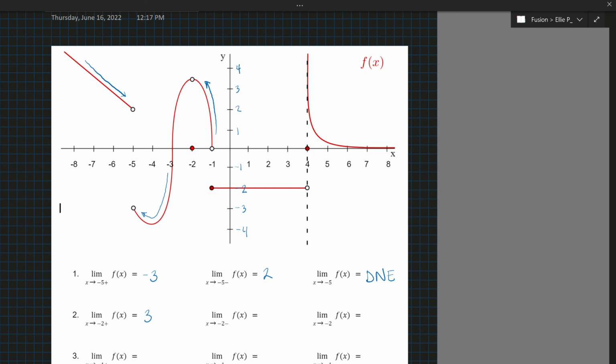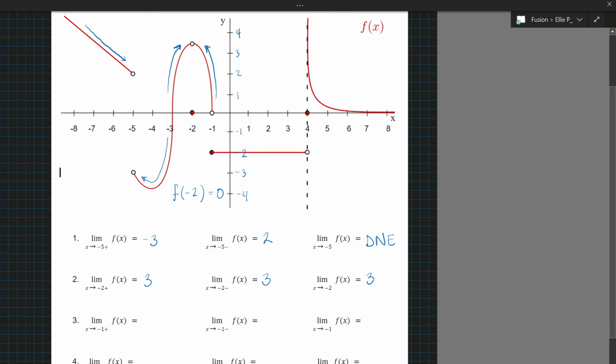3 and 3. Good. So what about the... And what does the function equal at that point? Well, x is -2. What does the function equal? 0. Good.